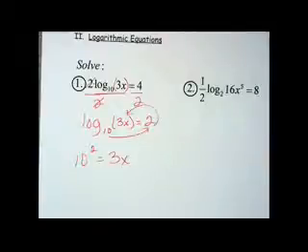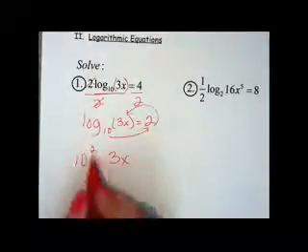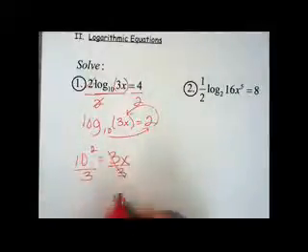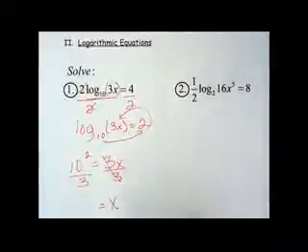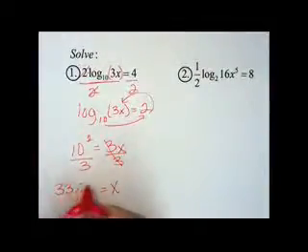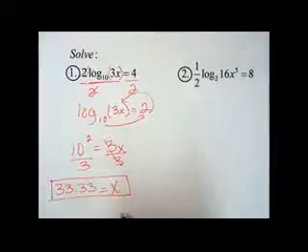So once you have your log equal to a number, you write the equation that you need to solve. And so 10 squared equals 3x. Divide both sides by 3. So x equals 10 squared divided by 3, which is 33.33.